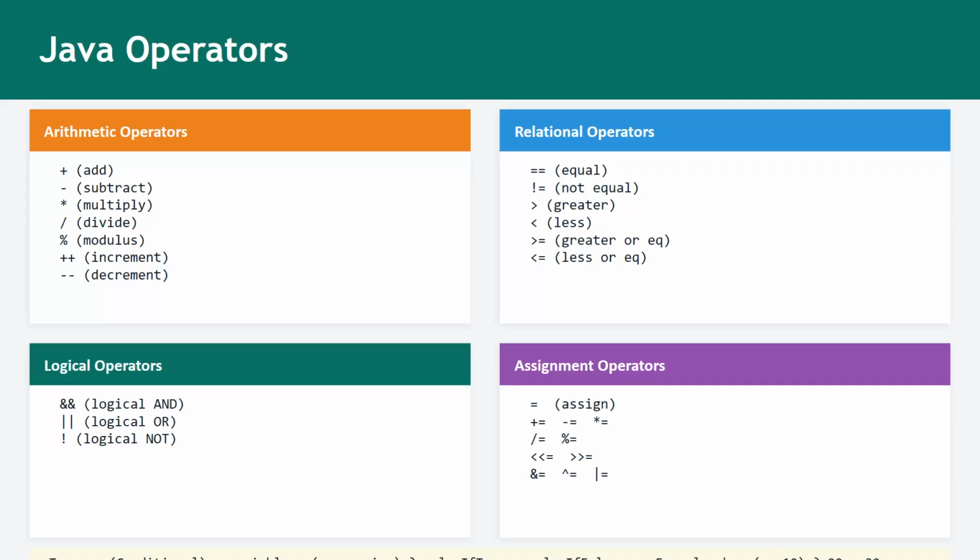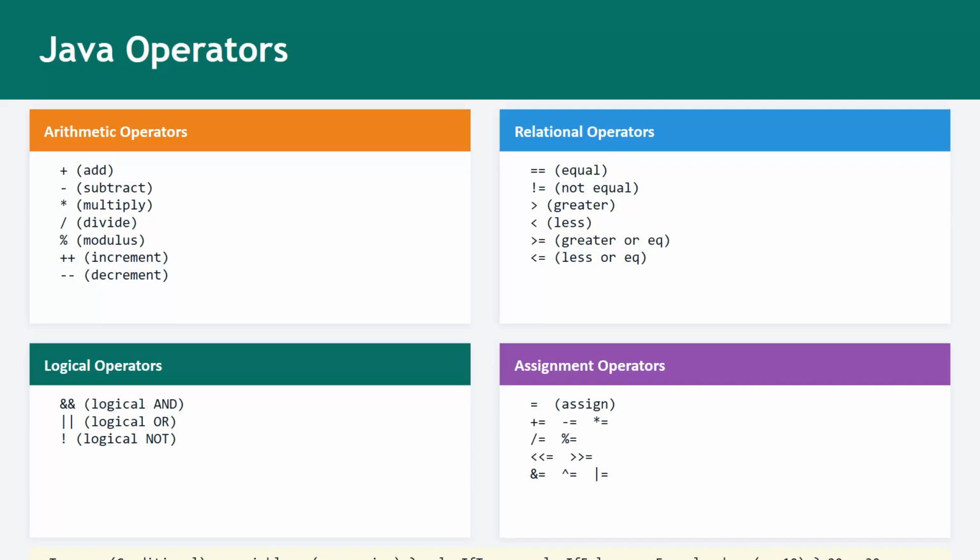Then we also have what are called the Java operators. We have different types of operators: arithmetic operators, relational operators, logical operators, and assignment operators. Arithmetic operators are like addition, subtraction, multiplication, division, increment, and decrement. Relational operators combine arithmetic with the equal signs or greater than or less than signs.